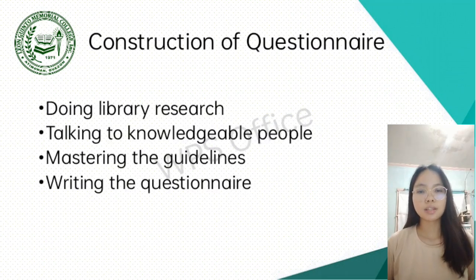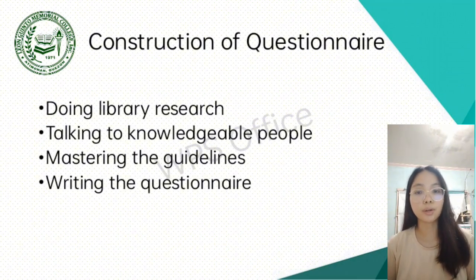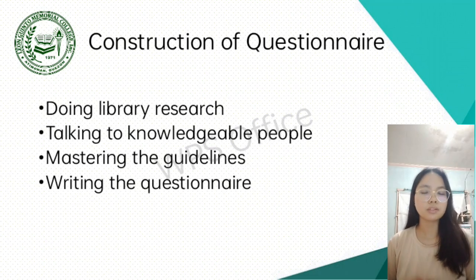Now, let's proceed to the construction of a questionnaire. There are some steps in the preparation of a questionnaire, some of which are the following. Number one is doing library research. Do some library research among studies similar to yours. There may be some questionnaires similar to what you want to use, so they may serve as a guide in constructing your questionnaire.